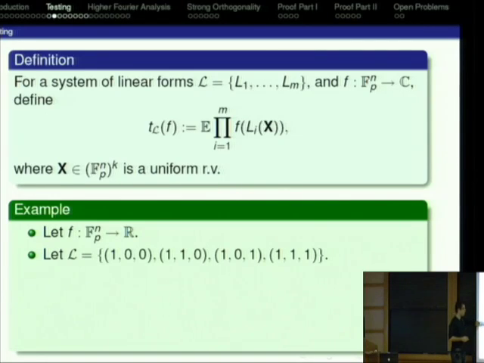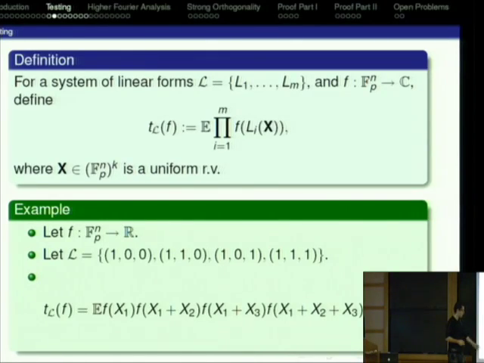So if you take f to be a function from F_p^n to R, and you let your set of linear forms be this, then the average T_L of f will be the expected value of these products. In the first one, you'll have just x_1, because you have 1 for just the first one and 0 for the other two variables. In the second one, you get x_1 plus x_2 because of those two 1s and the 0 in the third. And so you get this product of 4 terms, which is just the uniformity U2 norm of f raised to the power 4, because f is a real valued function.